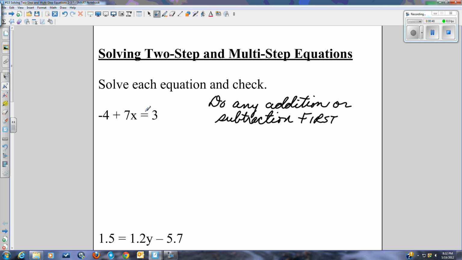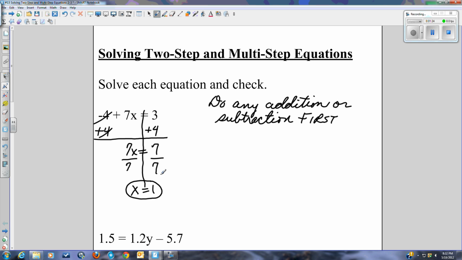We have negative 4 plus 7x equals 3. We want to get x alone. Well, the 7's multiplying the x, so we don't want to touch that yet. We want to take care of this negative 4, because the way we would get rid of the negative 4 is we would add 4 to each side. See, we're doing the addition first. The 4's will cancel, and we have 7x equals 7. Well, the 7's multiplying the x, so the opposite of multiplying by 7 is dividing by 7. And we get that x equals 1.